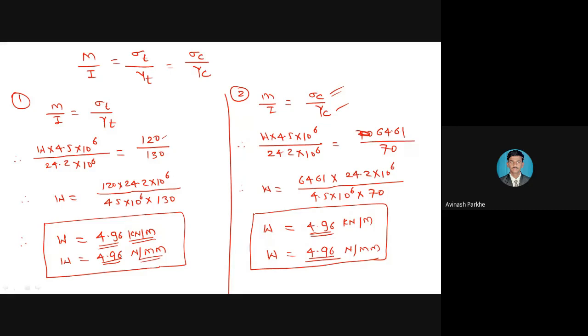So in this particular chapter, what are the important things? One is the assumptions made in the theory of pure bending. Then the important derivation, that is M upon I is equal to sigma upon Y is equal to E upon R. Then we started the numericals. But in order to solve those numericals, first of all, you have to understand all the important formulas for the moment of inertia calculation and the Y or Y bar calculation.